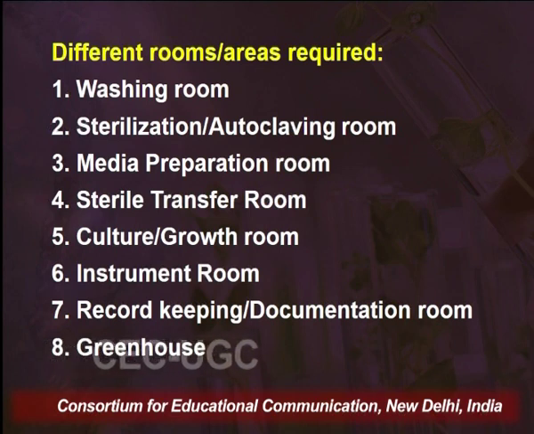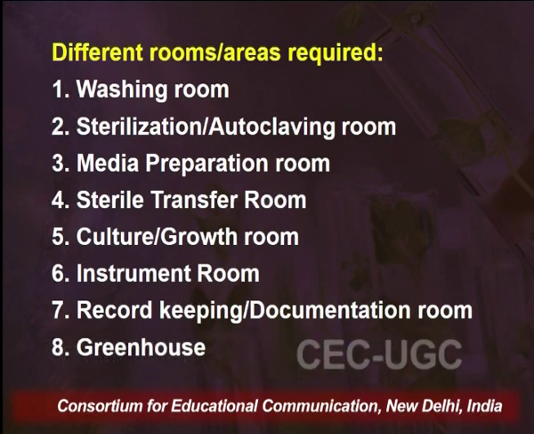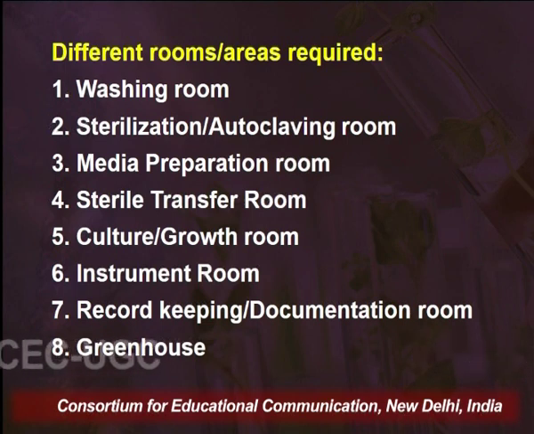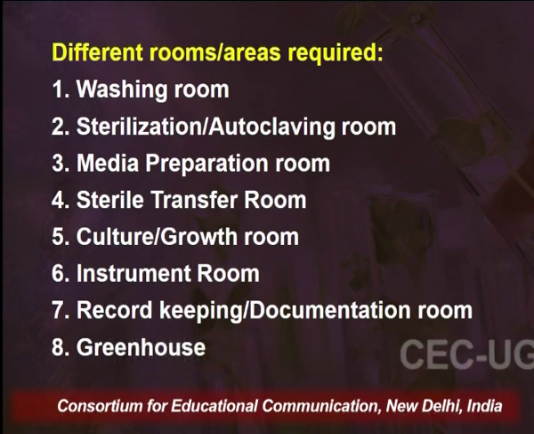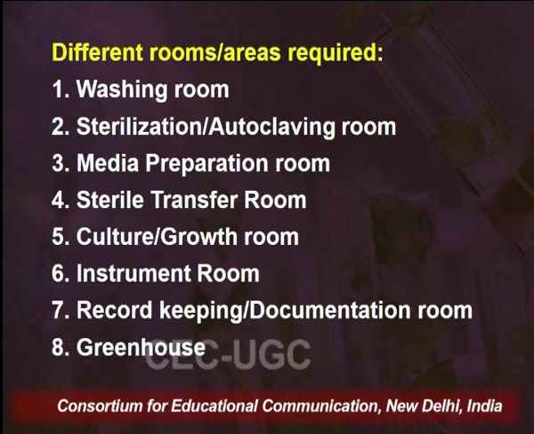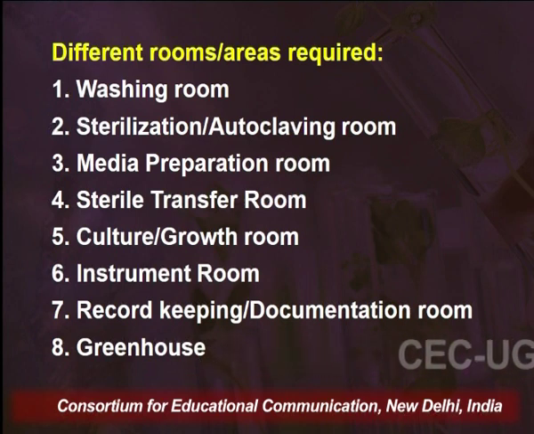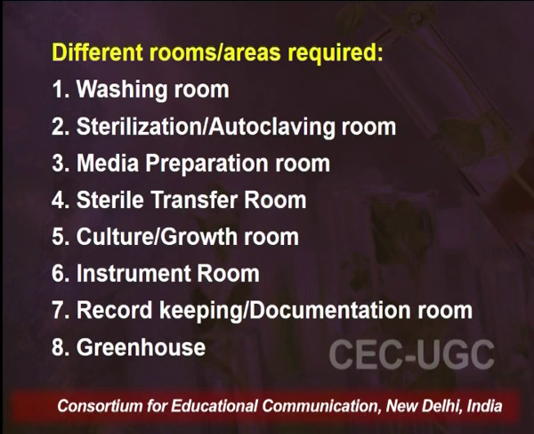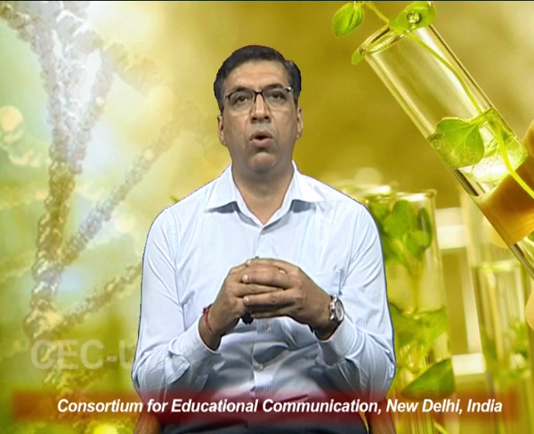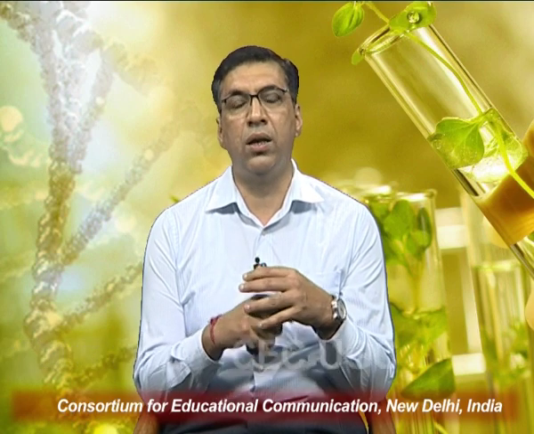Now, if we summarize all these requirements for a plant tissue culture laboratory, or rather I will say a plant tissue culture complex, we require certain rooms: a washing room, a sterilization or autoclaving room, then a media preparation room, a sterile transfer room where the explant is transferred onto the media, then a culture or growth room where the cultures are stored, then an instrument room for analysis, a record keeping and documentation room, and the greenhouse where the plantlets that have been grown on the culture can be grown.